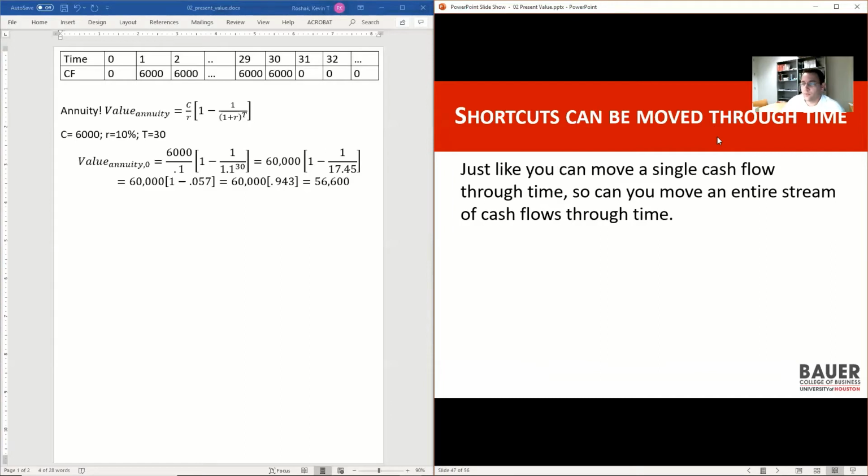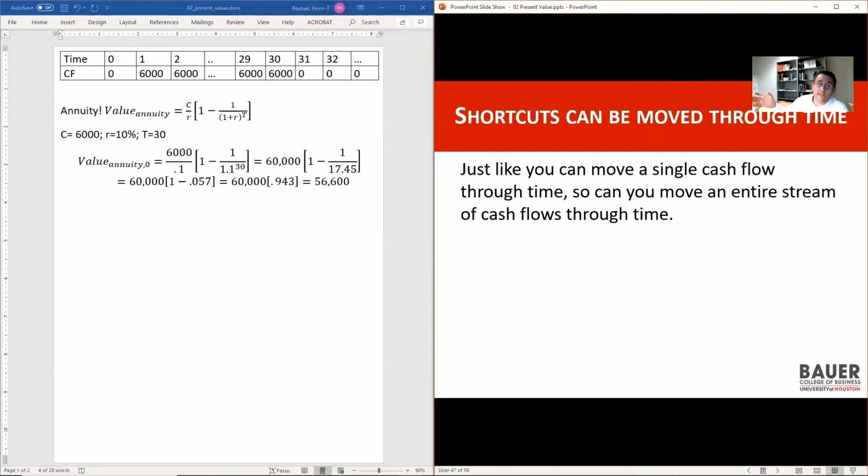This is an important point. One of the reasons why we like to use these shortcuts is because we can move them backwards and forward through time. So I can value a company as a growing perpetuity, say, that starts far off into the future.